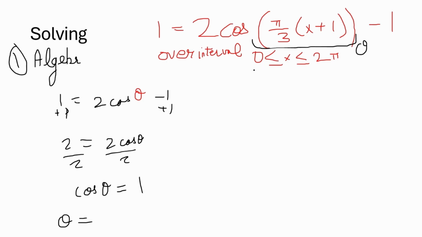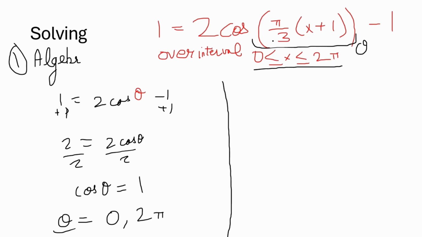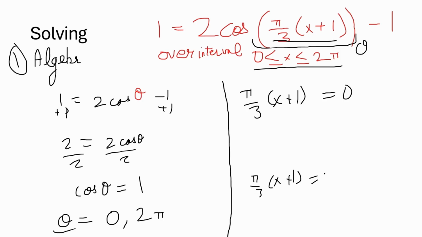And so theta equals, what do you call it? In the interval 0 to 2 pi, what makes cos theta equal 1? Well, it's 0 and 2 pi, not degrees, radians. And what was our original theta? It was this. So we get pi by 3 x plus 1 equals 0, and pi by 3 x plus 1 equals 2 pi.